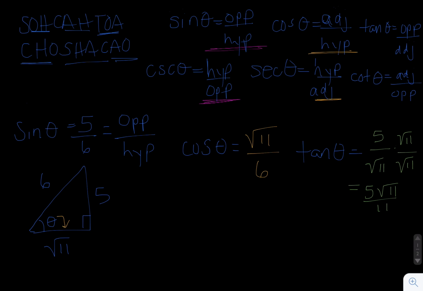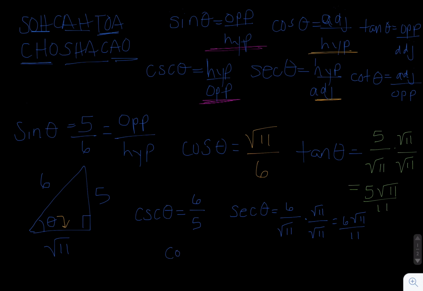Okay, so let's move on to our cosecant. So cosecant of theta, we said, is what? The reciprocal of our sine. So if our sine is 5 over 6, our cosecant would be 6 over 5. Let's go with secant of theta. Secant is the reciprocal of the cosine. So if our cosine is square root of 11 over 6, secant would be 6 over square root of 11. Well, we can't leave that radical in the denominator, so let's rationalize that. So that is 6 square root of 11 over 11.